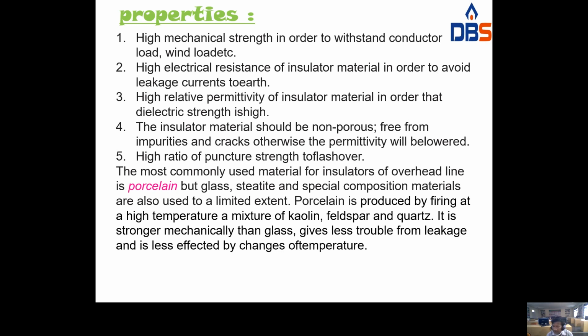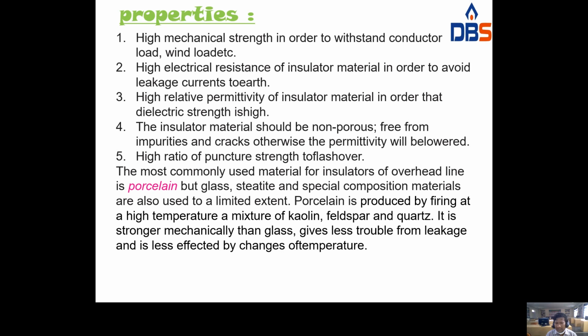And generally, the most commonly used material for insulators of overhead transmission lines is porcelain. Porcelain is the main one, but glass, C-type and special composition materials are also used to a limited extent only. Glass has been replaced by porcelain because of its high mechanical strength and good electrical resistance also.